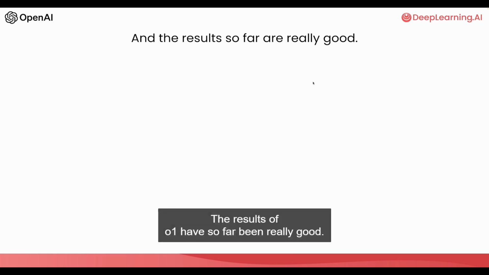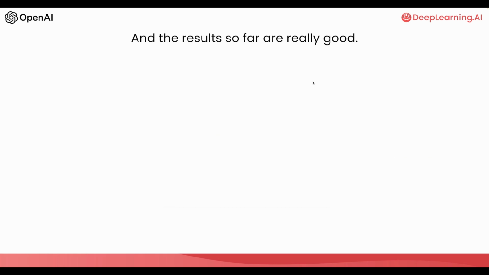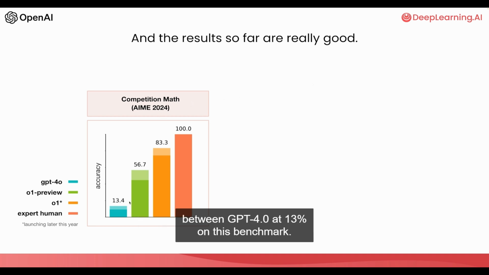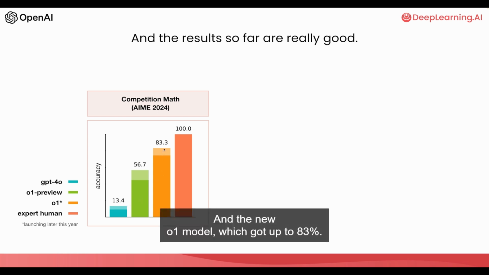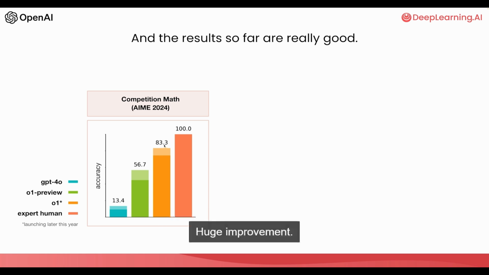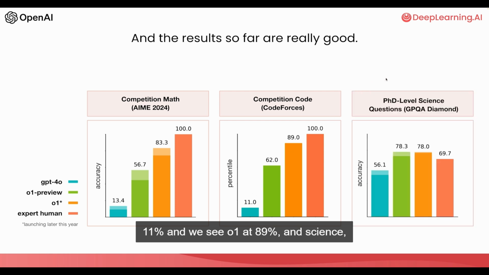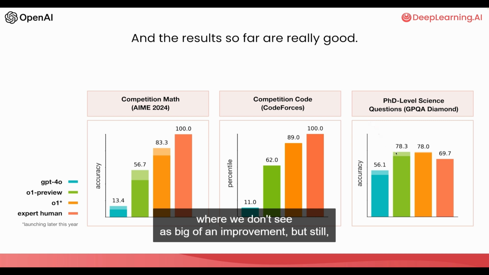The results of O1 have so far been really good. For example, here's one benchmark that shows the difference between GPT-4o at 13% on this benchmark and the new O1 model, which got up to 83%, a huge improvement. Similarly at code, where GPT-4o scores 11% and we see O1 at 89%. And science, where we don't see as big of an improvement, but still 20-odd percentage point improvement on this benchmark.